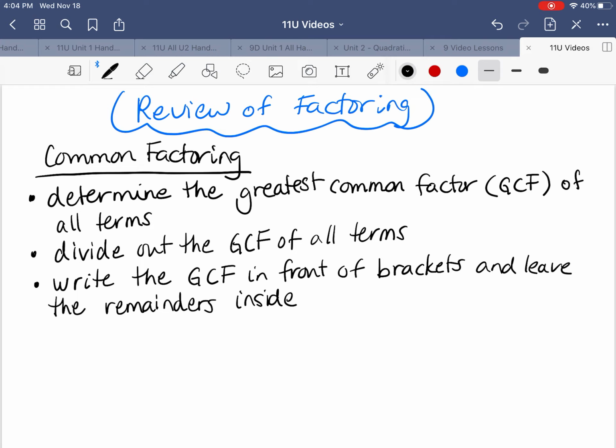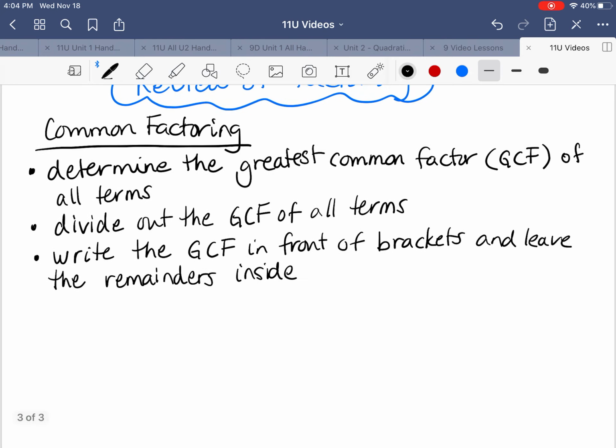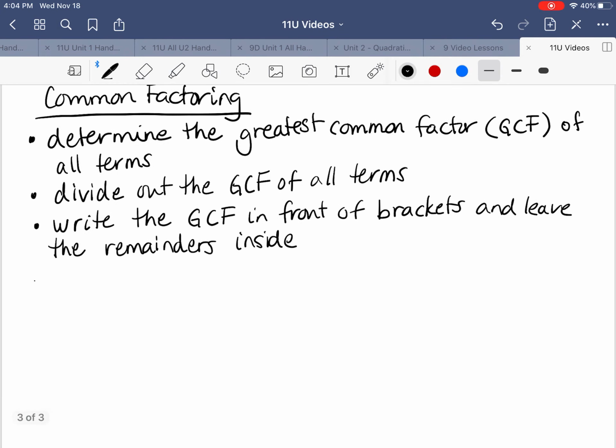You want to determine the greatest common factor, also called the GCF, of all terms. You want to divide out the GCF of all terms. And then you want to write the GCF in front of a set of brackets and leave the remainders inside. All of these steps will make a little bit more sense as we go through our examples.